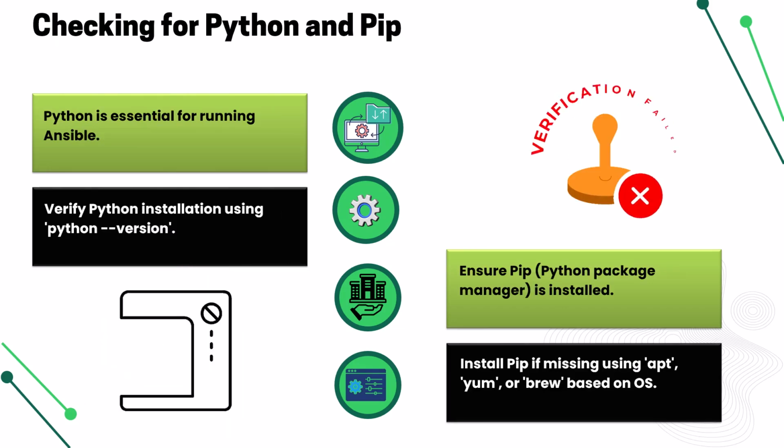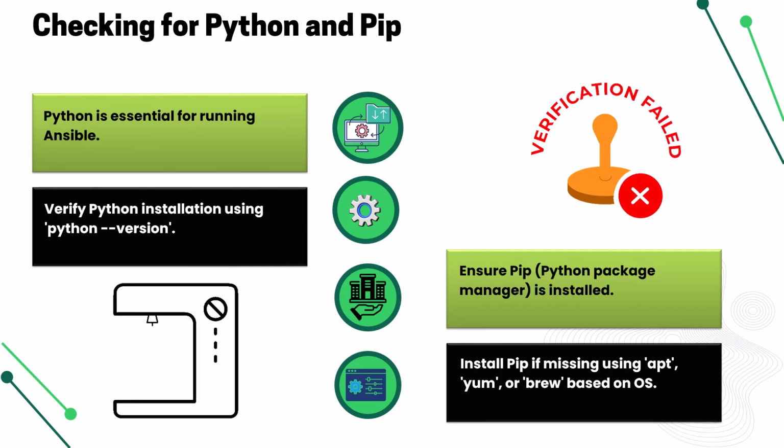Ansible depends on Python, so let's make sure it's there. Run python --version to check, and if pip isn't installed, don't panic. A quick command using apt, yum, or brew will get you set. Trust me, checking now will save headaches later.